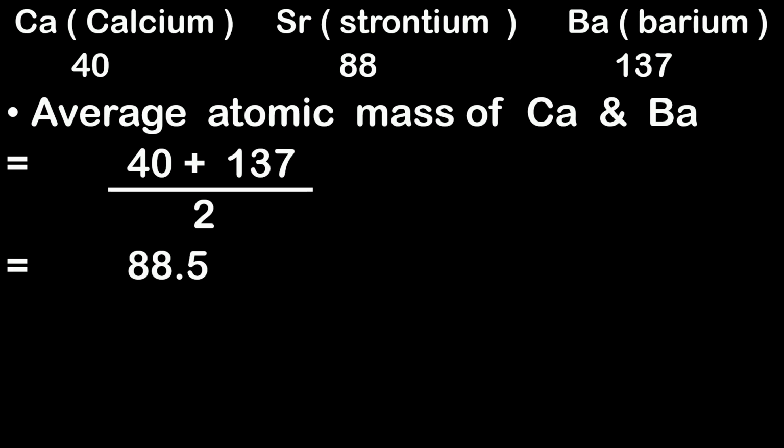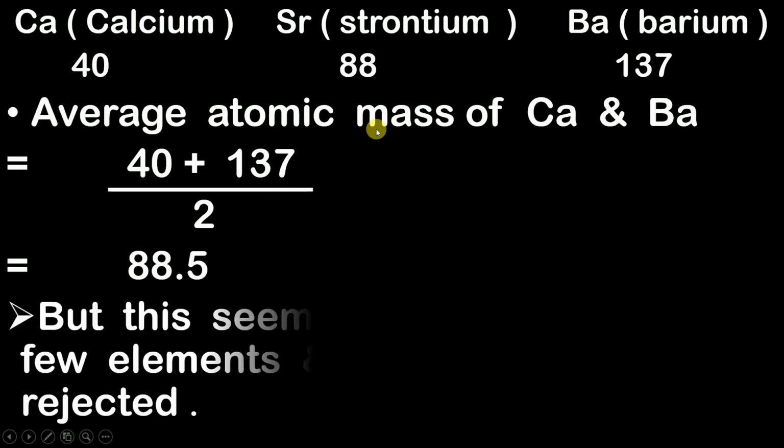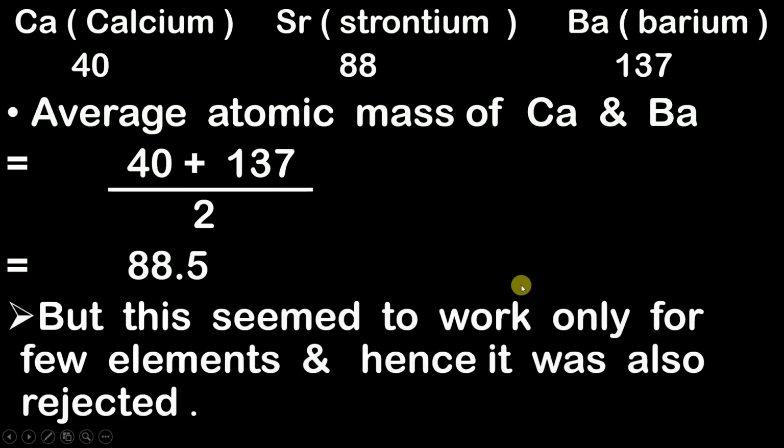Okay, now moving ahead, everything was fine. He was able to make a group of 3, but this seemed to work only for a few elements, and hence it was rejected after many elements were discovered afterwards. So this group of 3, the Dobereiner triads, worked only for very few elements. He was not able to make a group of 3 for all the elements, therefore it was rejected.